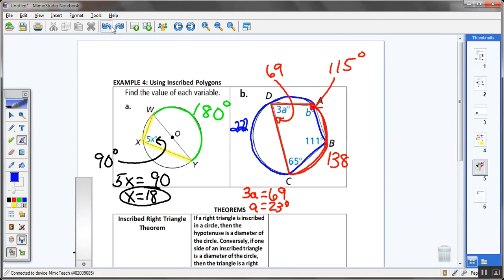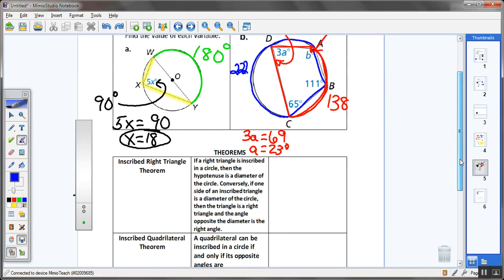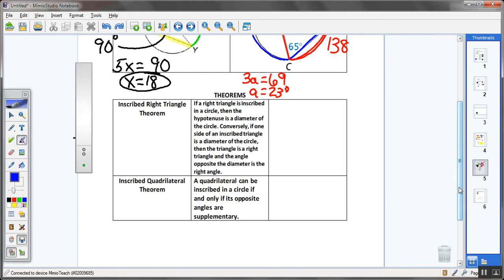What might you say about inscribed, how many sided figure? Quadrilaterals. What would you say about opposite angles that are inscribed in a circle? They add up to what? 180. What's another word that we use mathematically for two numbers that add up to 180 degrees? Supplementary. We say opposite angles of an inscribed quadrilateral are going to have to add up to 180.